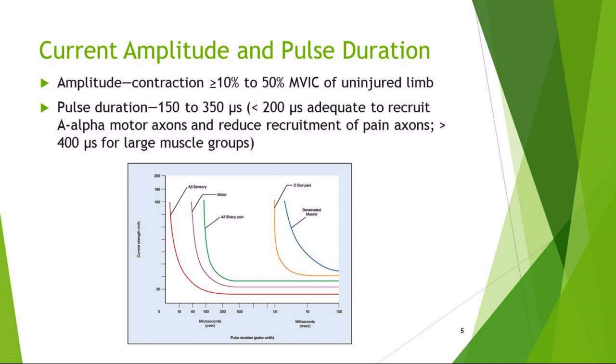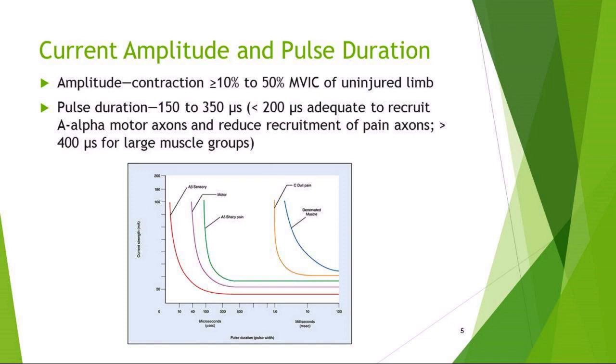So look at your strength duration curve. That is going to tell you what parameters you need to set for amplitude and pulse duration, because amplitude's on the y-axis, pulse duration's on the x-axis, and it tells us which nerves we are recruiting. Is it possible to recruit sensory, motor, and sharp pain nerves all at the same time? Heck yeah, it is. Check out your axes and see where you have something that brings in all three of those.